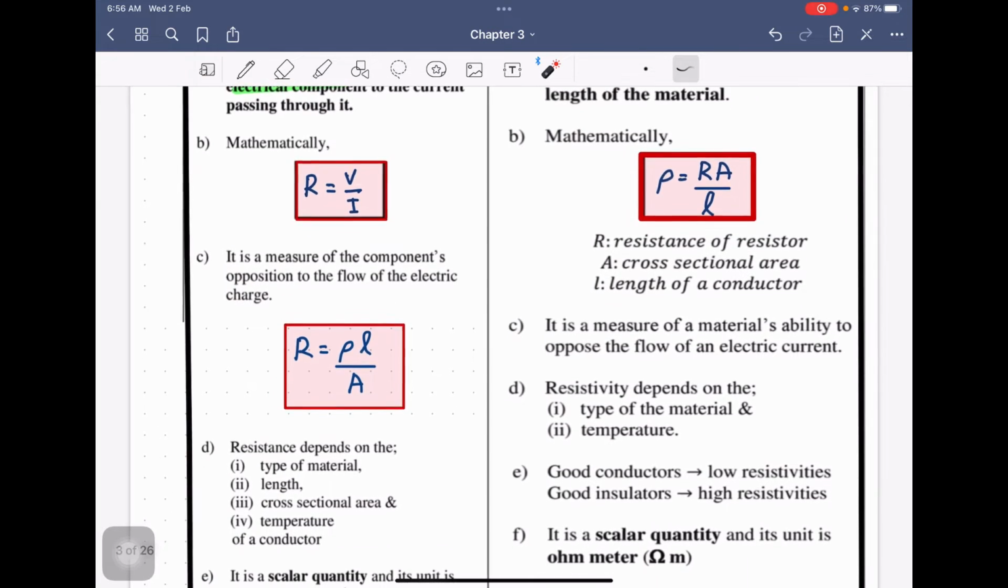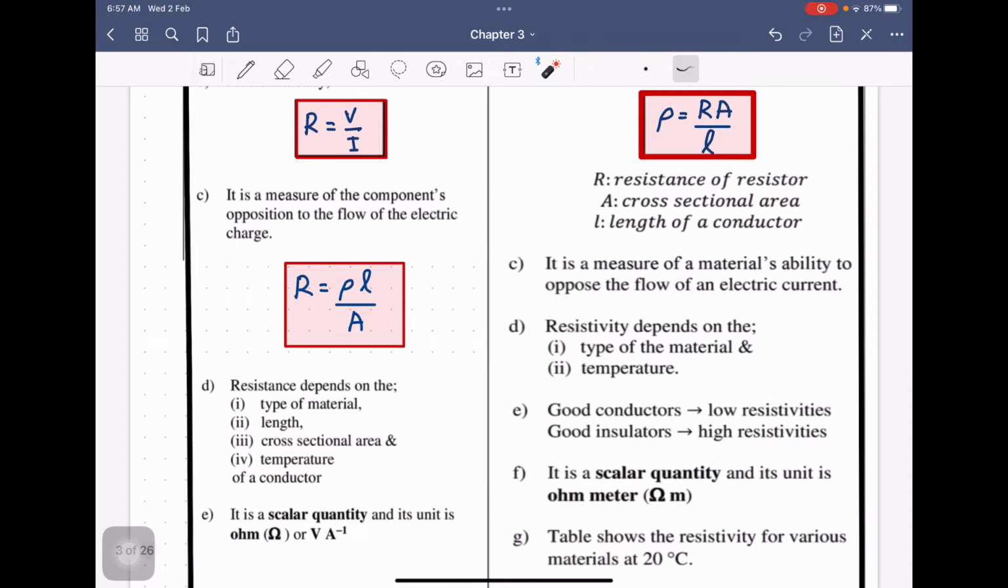Alright, then kita juga ada satu equation which is resistance adalah sama dengan rho L per A. Okay, so R is a resistance. So based on this equation, we can say that a resistance depends on the type of material, the length, cross-sectional area dan juga temperature of the conductor. Okay, kita boleh lihat R directly proportional dengan L. Okay, so L bertambah, R juga akan bertambah. Okay, kalau kita lihat dekat sini kita ada resistivity.